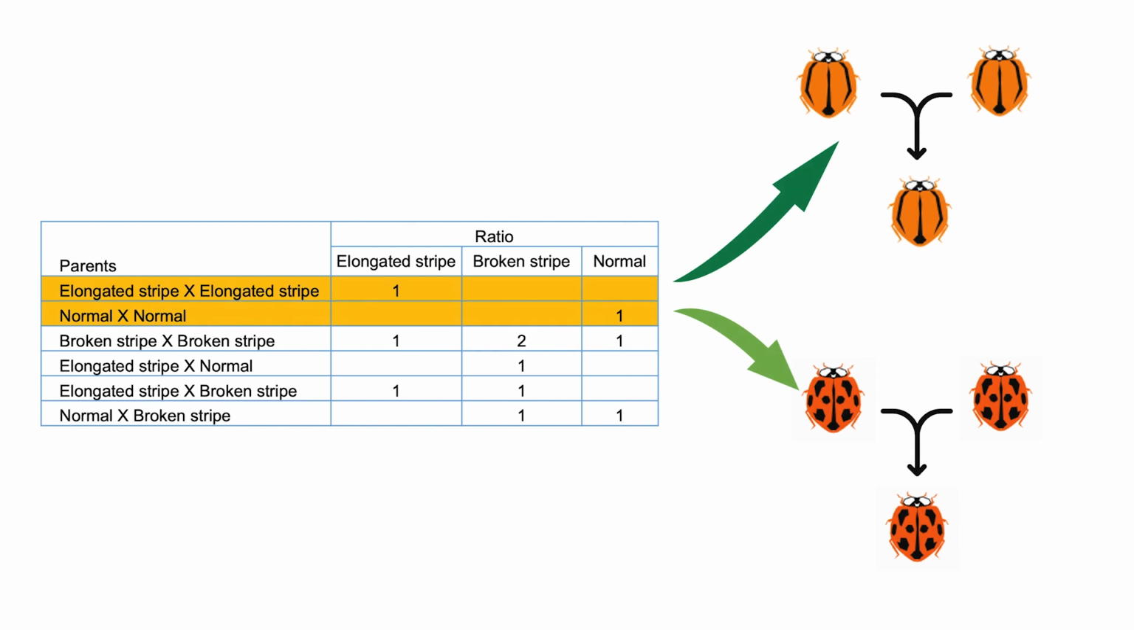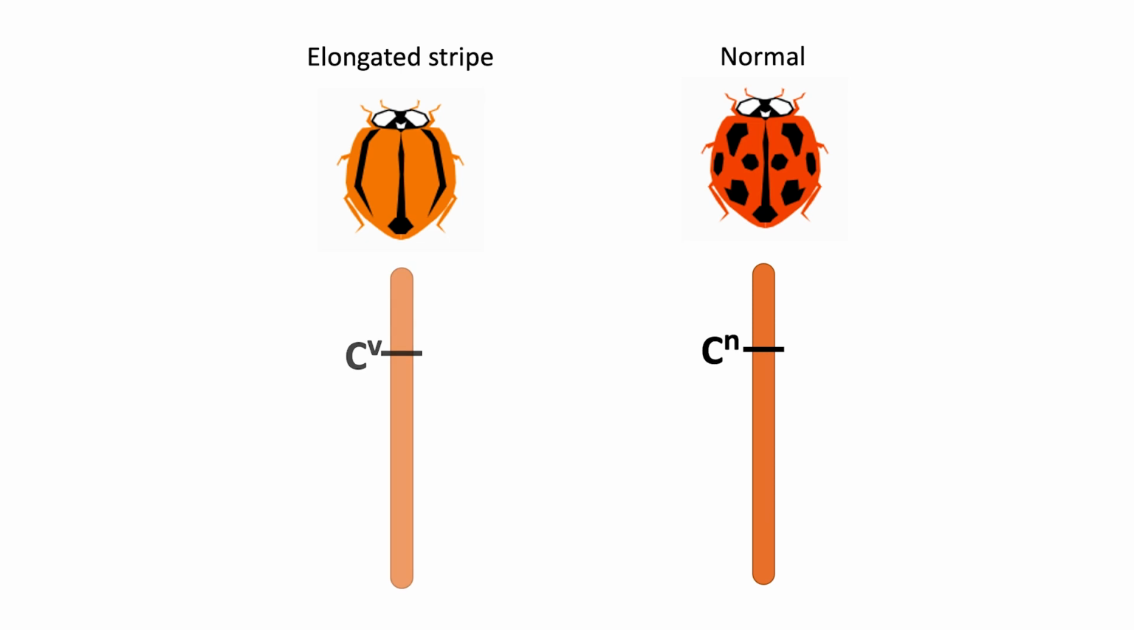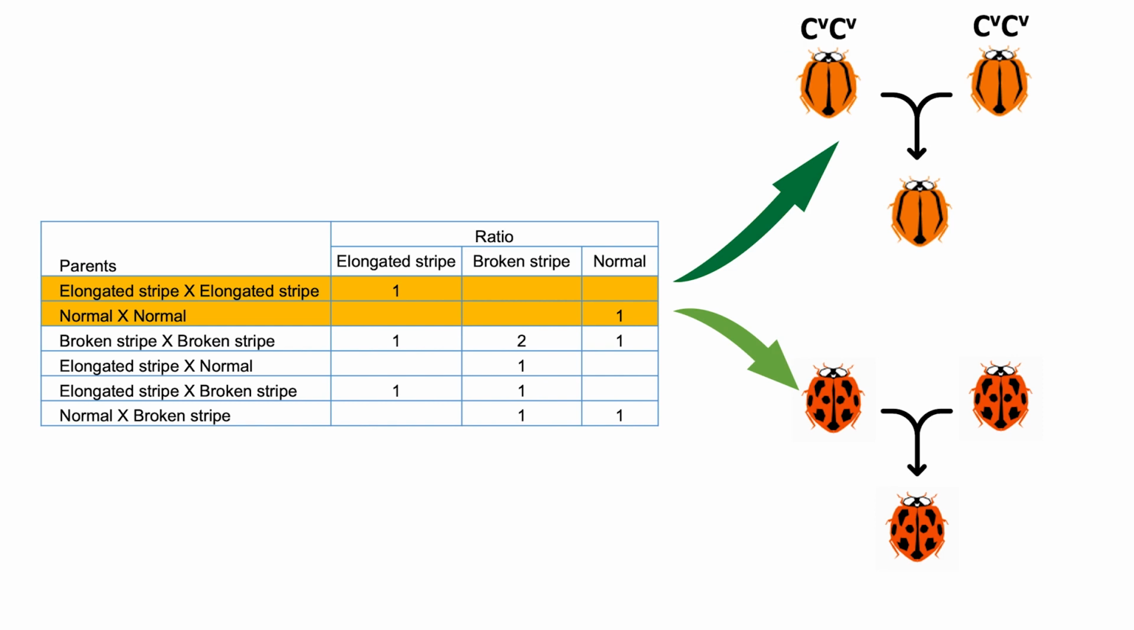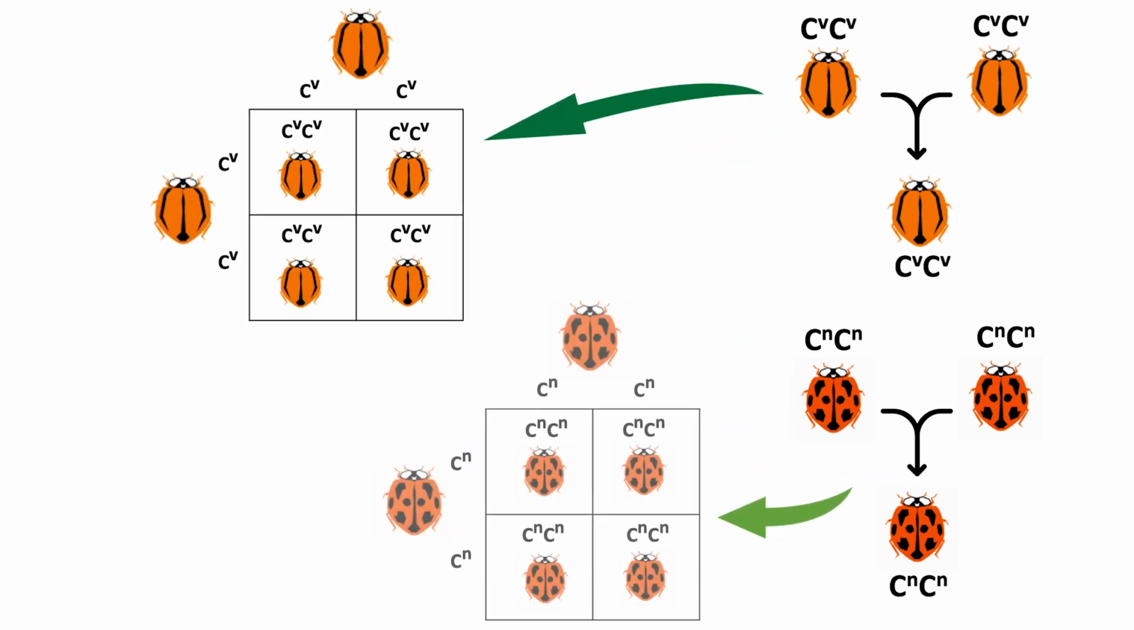Since the offspring in the two types of crosses are always the same as the parents, the genotypes of these two traits are likely to be homozygous. We know the normal color trait is determined by CN. Let's tentatively assign an allele CV to the elongated stripe trait. Then, we can put down CVCV and CNCN for the two traits. Using the Punnett squares, we can well explain the data patterns.